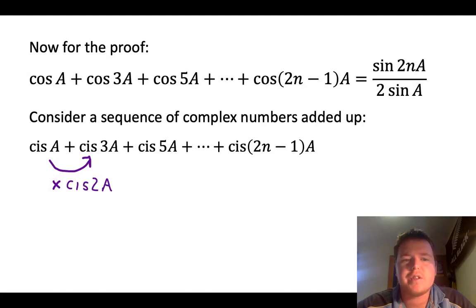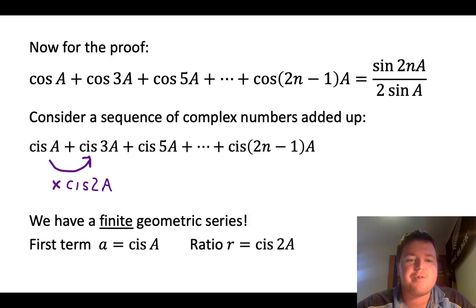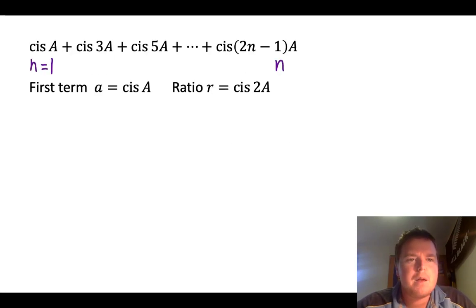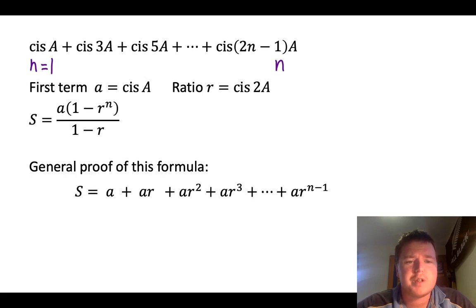So the sequence that I've created is a geometric sequence, and it's a finite geometric series that we're trying to find. The first term is cis A, and the ratio, each term has been multiplied by cis 2a. So we need to add up a finite geometric series, and the formula for it is that. Now, you can get that off Wikipedia. This might help for one of your assignment questions, but the general proof of it's pretty straightforward.